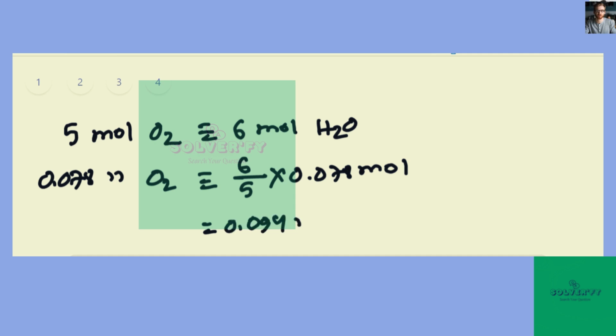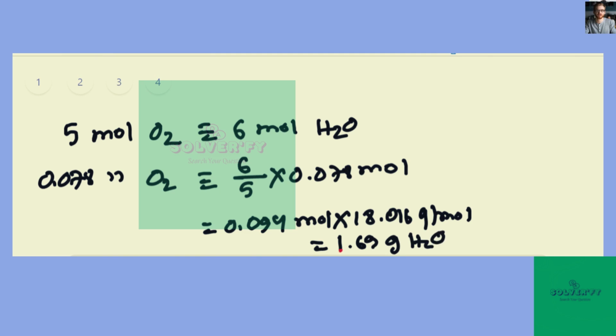0.094 mole H2O. And if you want to find the mass of H2O, we simply multiply this number of moles by the molar mass of H2O, which is 18.016 gram per mole. This will give us a value of 1.69 gram H2O. So 1.69 gram of H2O will be produced in this reaction condition.